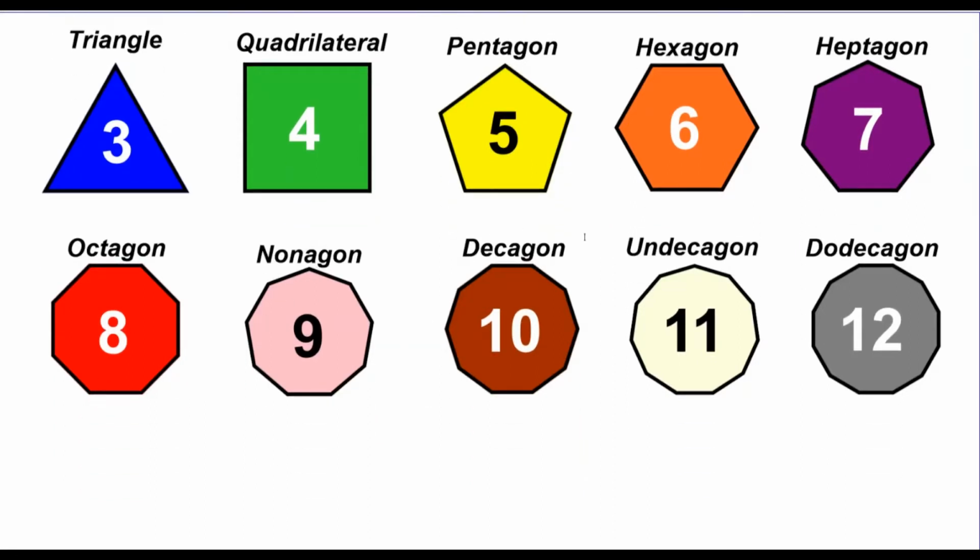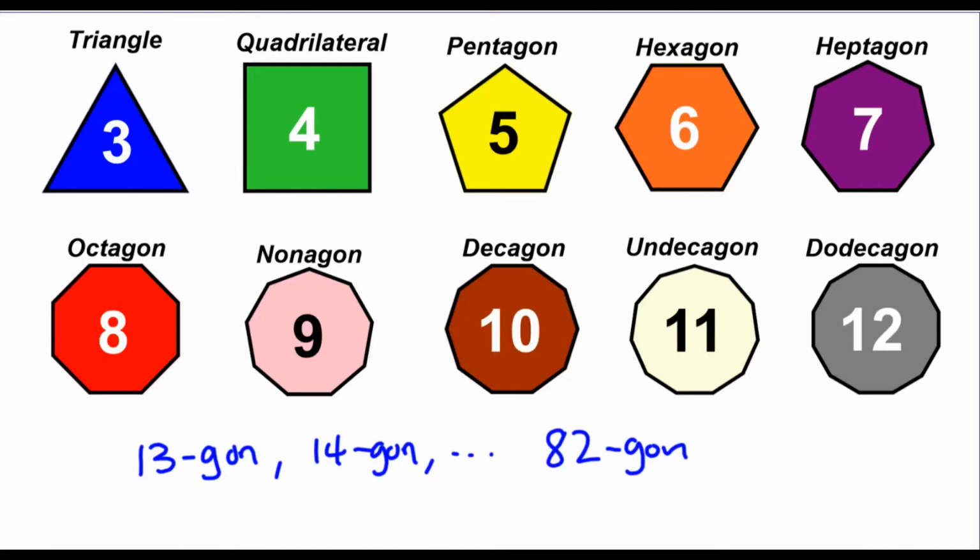After this, it gets a little ridiculous what they're called, so we usually just refer to anything beyond this as the number of sides that it has, followed by the word gon. So the next one we would probably just call a 13-gon, a 14-gon, and so on and so forth. An 82-gon would be a polygon with 82 sides. There are actual names for these, but they're a bit tongue twisters and hard to pronounce, so it's just best that we name them by the number of sides that they have.